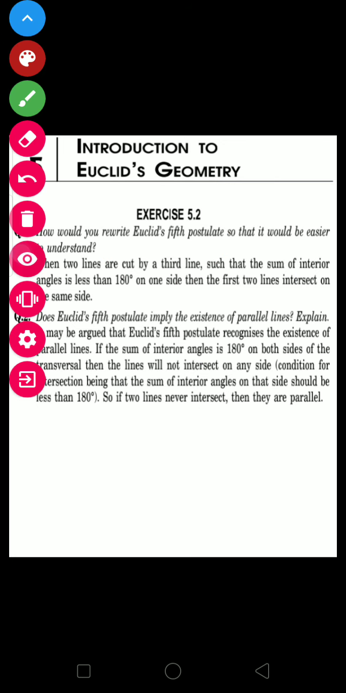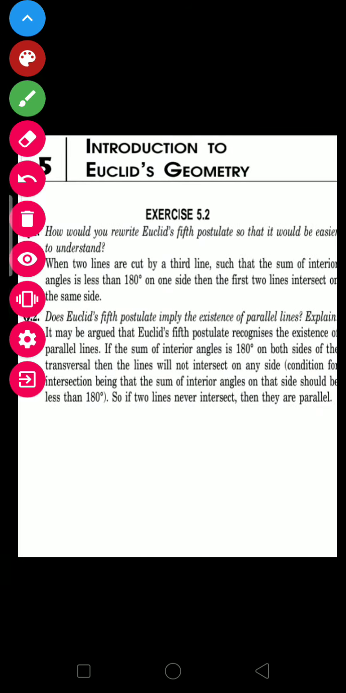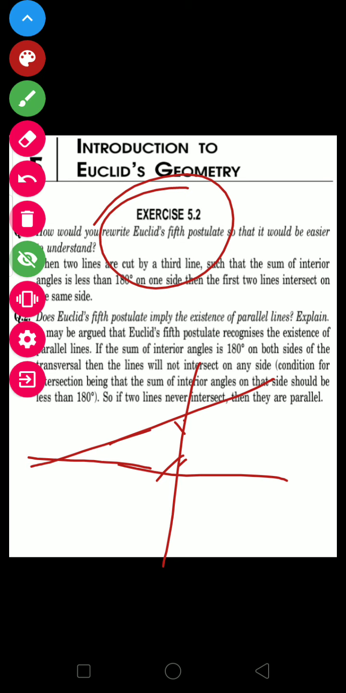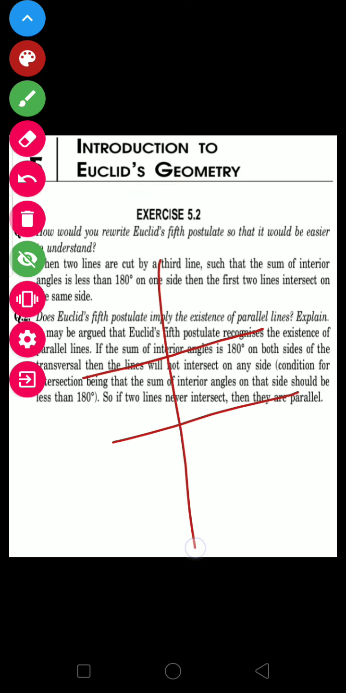Here also they are saying that if there are two lines and one transversal, and the sum of angles is 180 degrees on both sides, here this and this angle will be 180 degrees, and here also the sum of this and this angle is 180 degrees, then they are parallel lines. Are you getting, students, what I am saying?